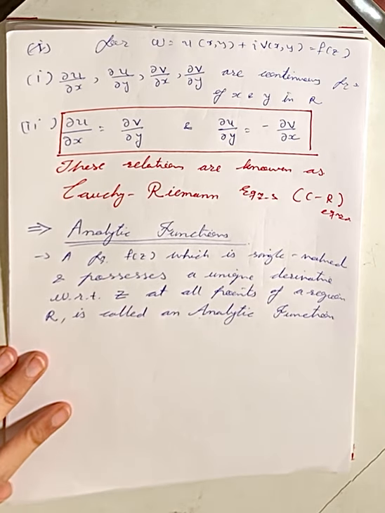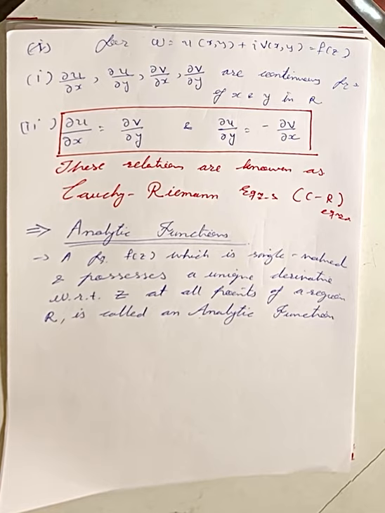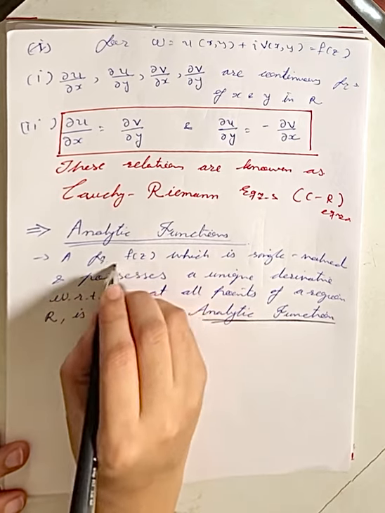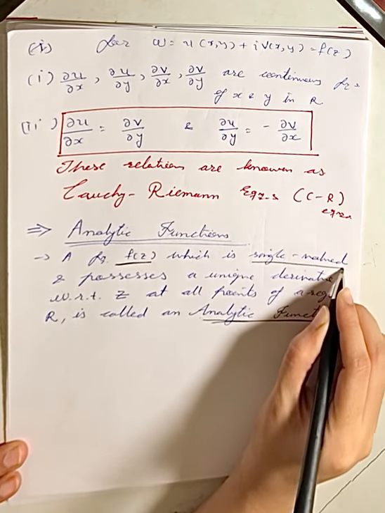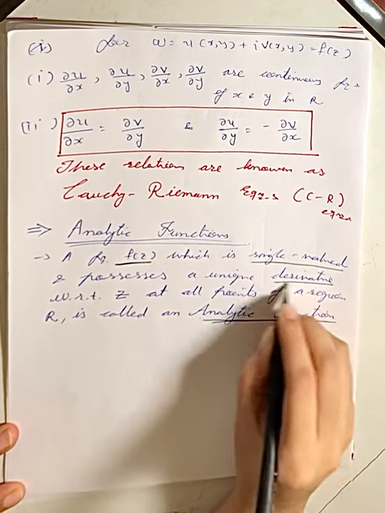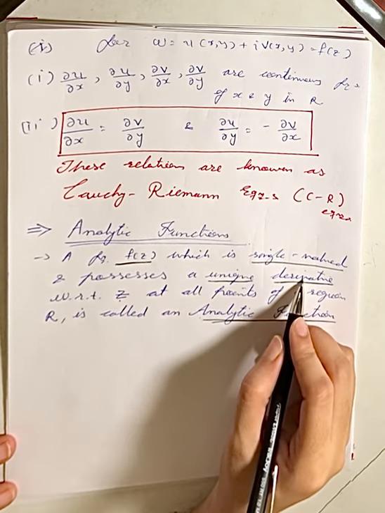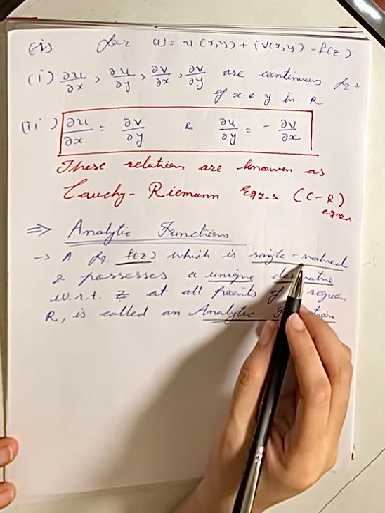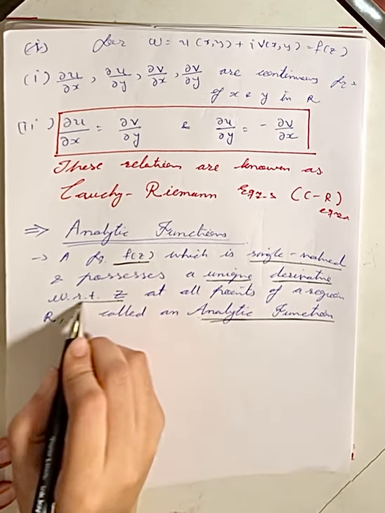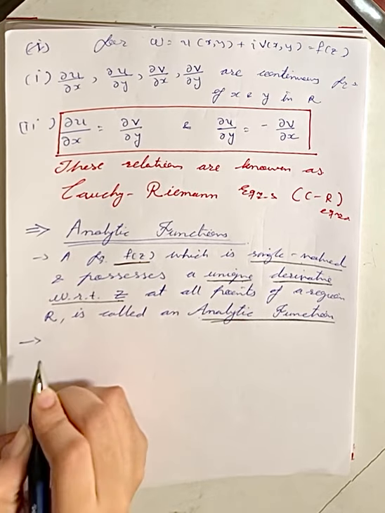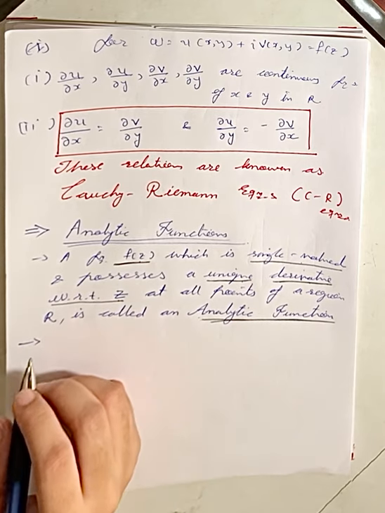So to be an analytic function, what are the two important conditions? The function itself should be single valued, and the derivative with respect to z is unique. Then such a function is called an analytic function. And this is also one more definition you might come across in MCQs or somewhere.